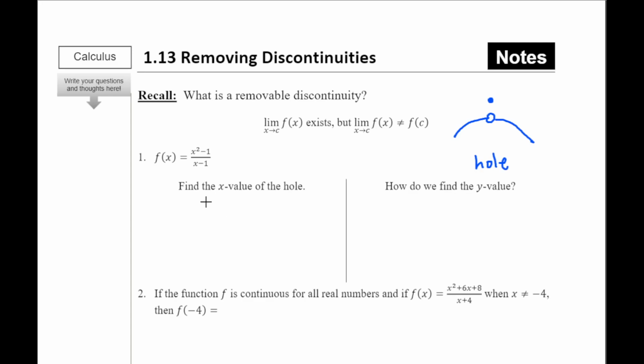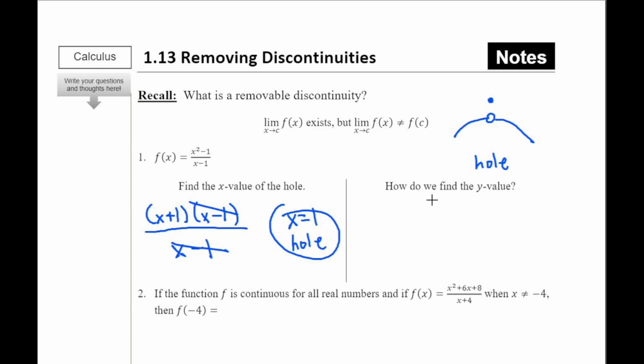To find the x value of the hole, what you want to do is first factor this out. So x squared minus 1 is x plus 1 times x minus 1. And on the bottom is x minus 1. So you can see here that x minus 1 cancels out on the top and bottom. So when x is equal to 1 is where the hole is.